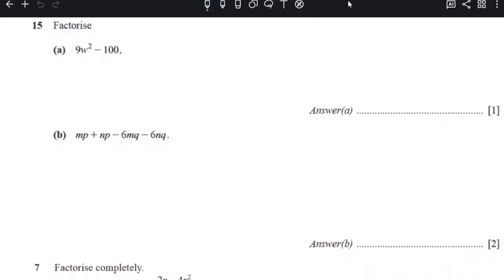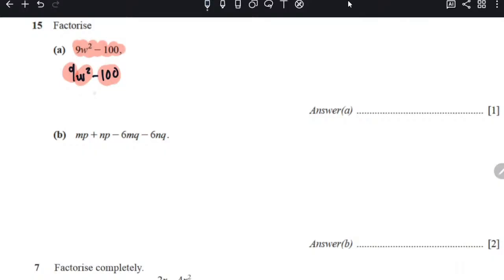Let's go factorize now. Here's a different one. We are factorizing this one. So we write 9w squared minus 100. We see a subtraction. Is this difference of two squares? Is 9 a square number? Yes, it's 3 times 3. Is w squared a square number? Yes, it's w times w. Is 100 a square number? Yes, it's 10 times 10.